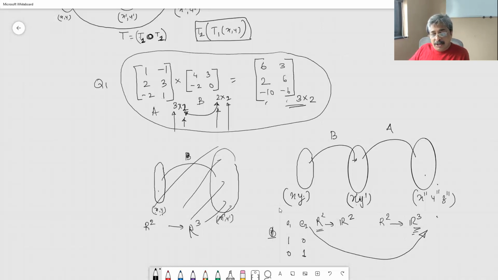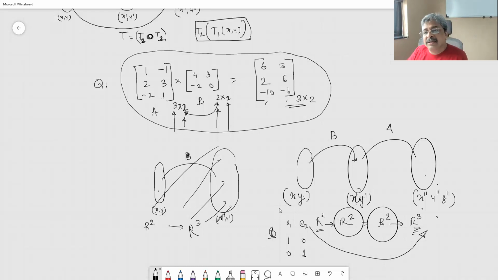It is R2 to R2, R2 to R3. And therefore, this R2 and this R2 should be the same. They cannot be different, because the middle set has to have only one dimension. For the left hand function, it will have another dimension. For the right hand function, it will have another dimension. It is not going to work.